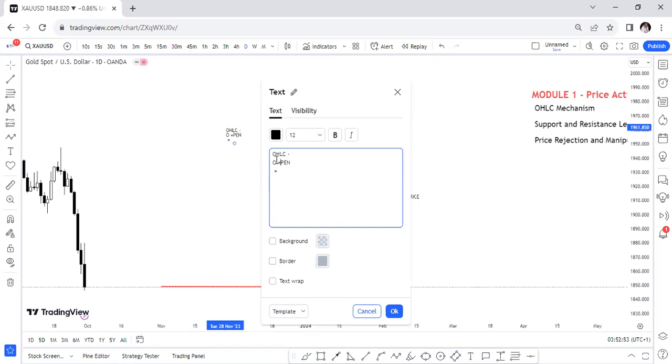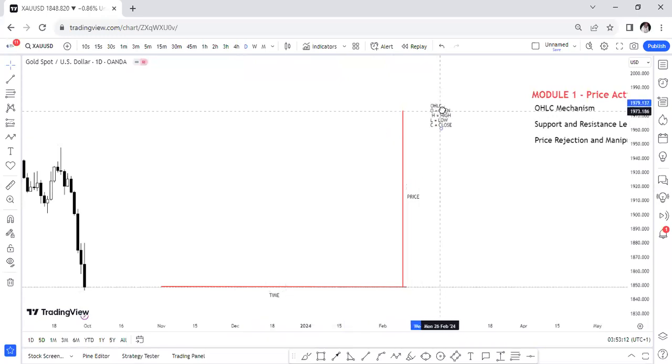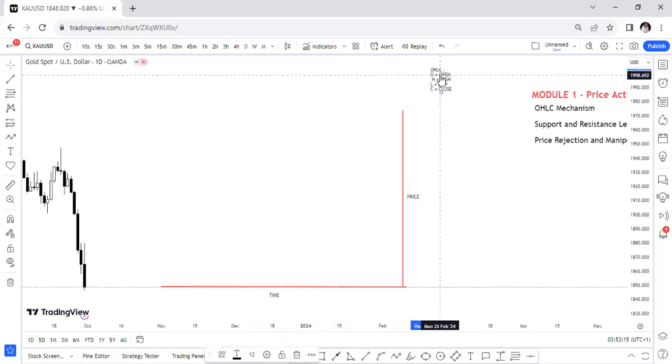O for open, H for high, then L for low, C for close. So that is the meaning of OHLC: open, high, low, close. That's the four pieces of pattern information that are represented by a candlestick in the chart.